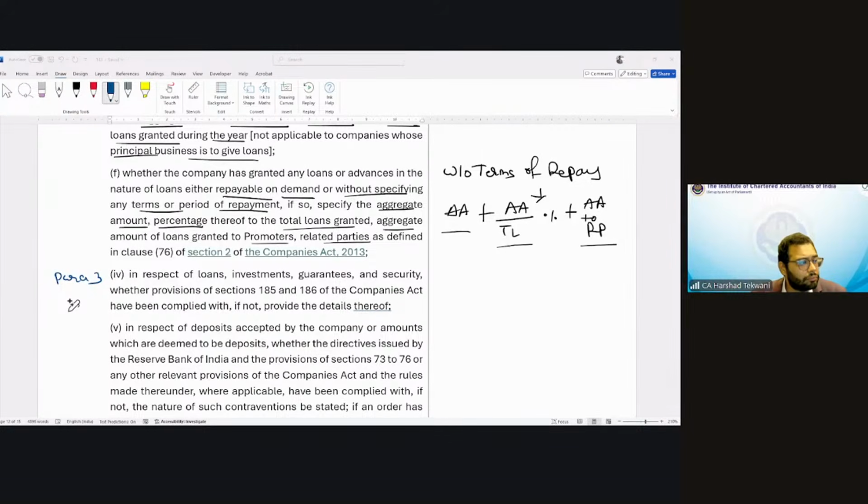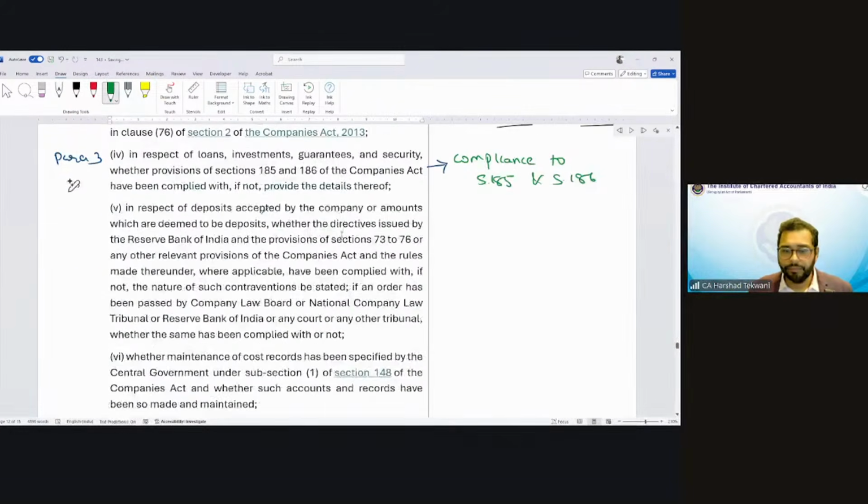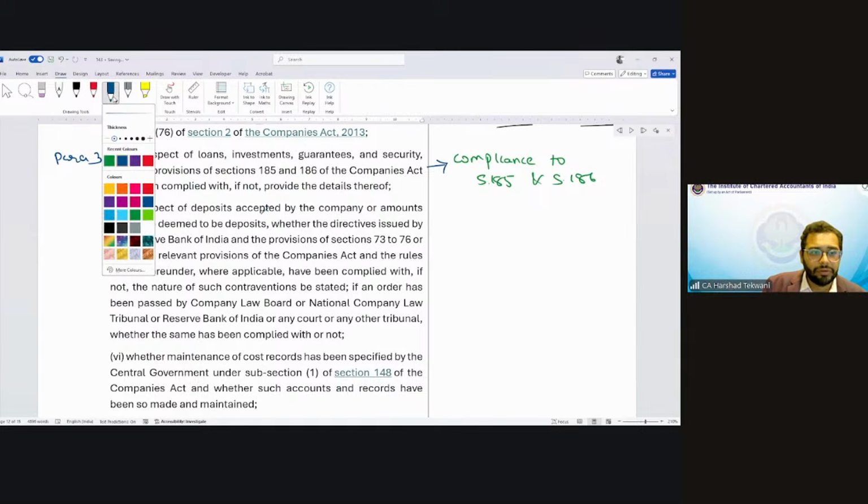See, for example, A Limited is giving, on behalf of B Limited, some security or guarantee. Yes, so basically you're correct. So 185 talks about loan to directors. 186 talks about loan and investment by a company. So if any loan or investment or guarantee is provided either to a director or to any company, whether the provisions of section 185 and 186 are complied with or not. So compliance with section 185 and section 186 is something that you need to check as an auditor. Pretty straightforward. Nothing critical and complex over here. Check the compliance.